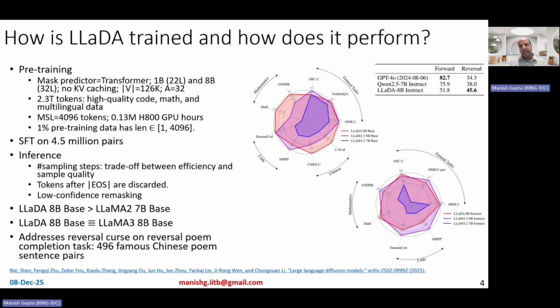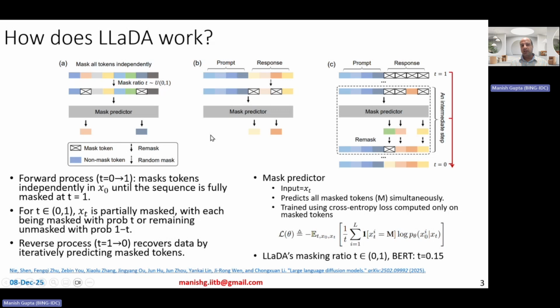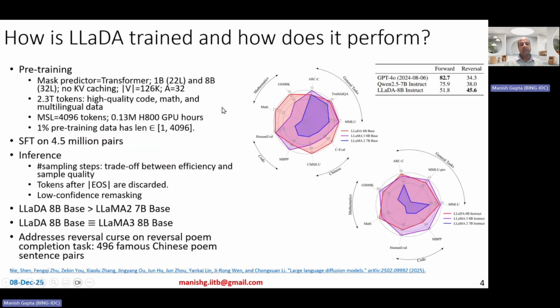To ensure that they can handle variable length sequences, 99% of the pre-training data is 4096 length. However, 1% of the pre-training data has length less than 4,000 tokens, just to ensure that it can handle variable length sequences also. After pre-training was done, supervised fine-tuning was done, as I mentioned in figure B, using 4.5 million pairs.